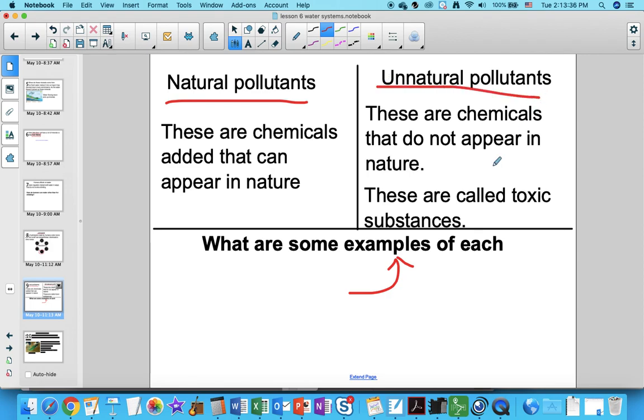Mercury is a type of liquid metal that can show up in our water when we use it to process things. And as a result, this mercury can appear in the oceans, and it can appear in our fish. And so the fish can become toxic because they have mercury in their bodies. So an example of natural pollutants could be fertilizer, and an example of unnatural pollutants could be things like mercury.